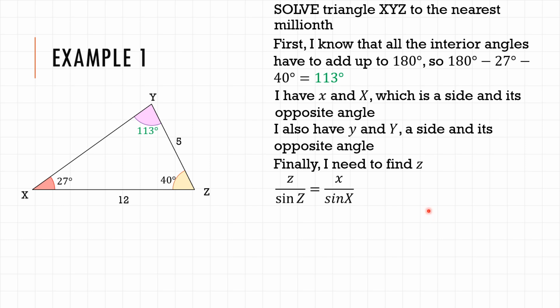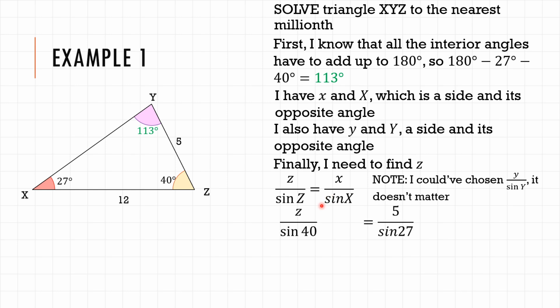And this is the sine law. A side over the sine of its opposite angle is equal to any other side divided by the sine of its opposite angle. So I need to find z. What is the angle opposite z? Side x is 5 and angle x is 27. So I could just plug those in. Now, instead of using x over sine x, I could have used y over sine y. It doesn't really matter which pair you choose, as long as you choose a pair. So I've got z over sine 40, because angle z is 40 degrees, equals x, which is 5, over sine of angle x, which is 27 degrees.